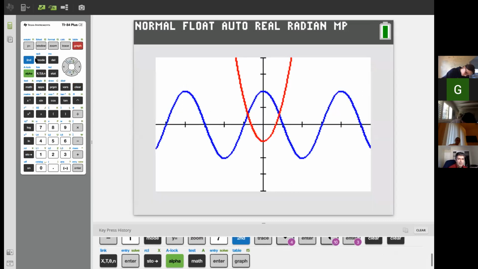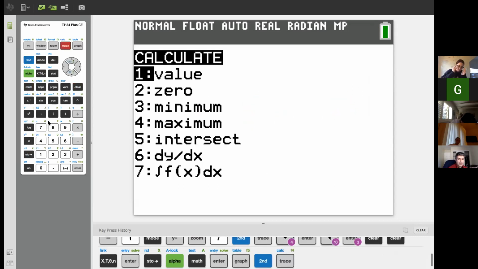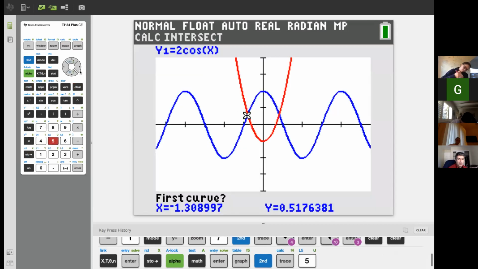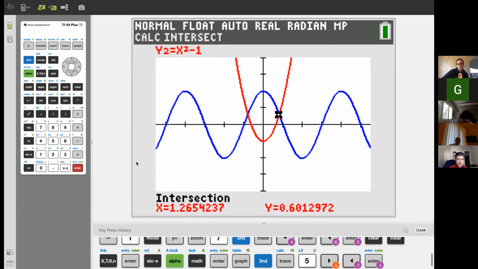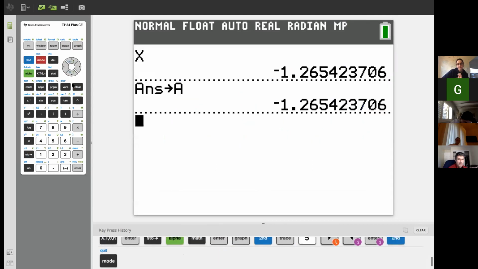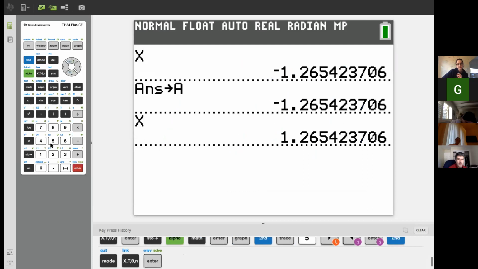So go back to graph, second trace, option 5, move your cursor now to the other point of intersection, get close to it. You're on the first curve, so that's why it's in blue. Hit enter, you're on the second curve, that's why it's in red. Hit enter again, you get 1.2654, whatever. So quit out, or hit clear. Hit X, notice it'll give me that. So now I hit store, alpha B.